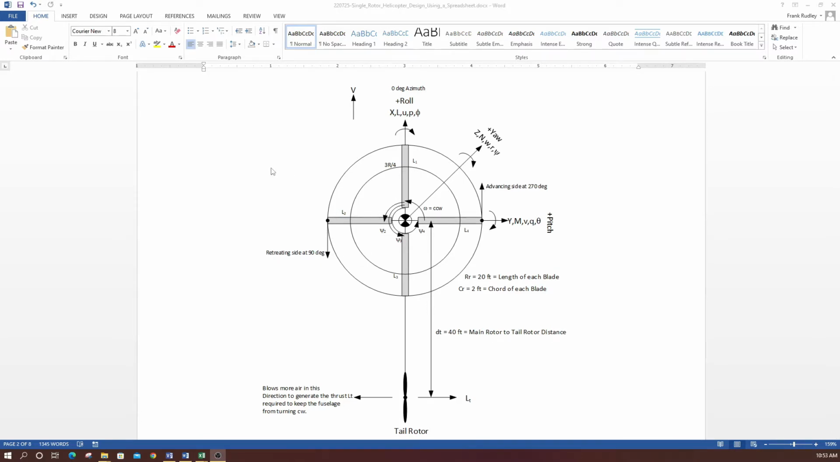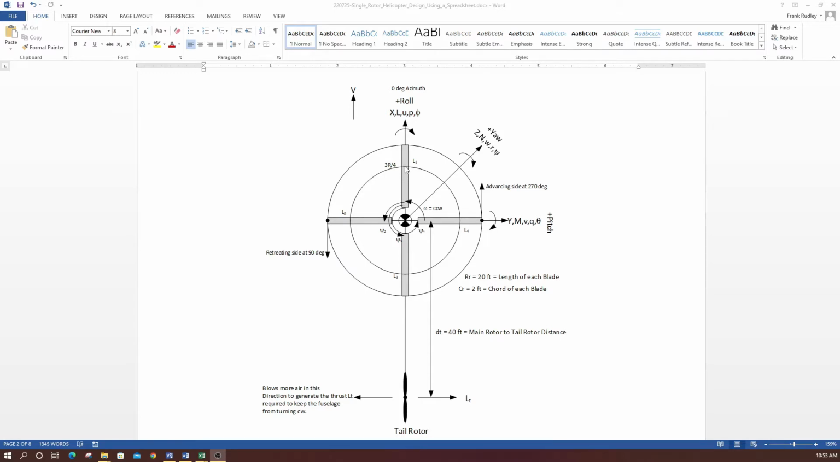Other things I pointed out: the center of pressure of the rotor is 3/4 of the radius. So to do our simplified analysis, we always look at the forces acting on this 3/4 from the root. If each blade here is 20 feet, this point would be 15 feet out. I did a presentation previously on propellers and rotors, and we got into why it's 3/4. This is where our forces act.